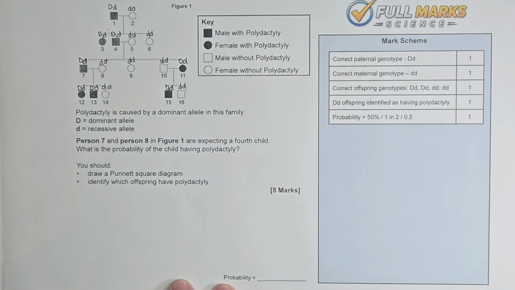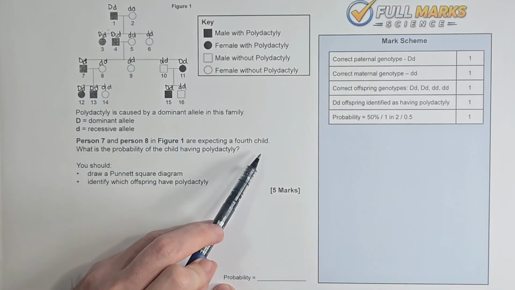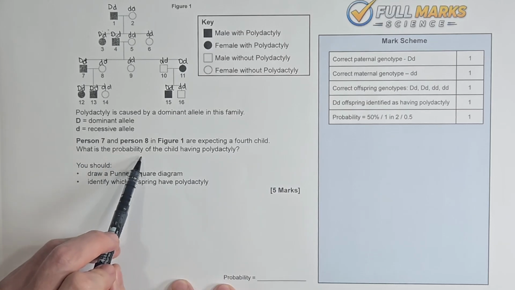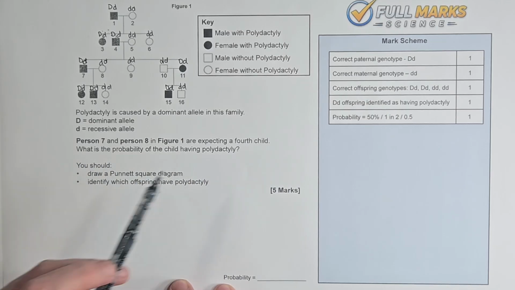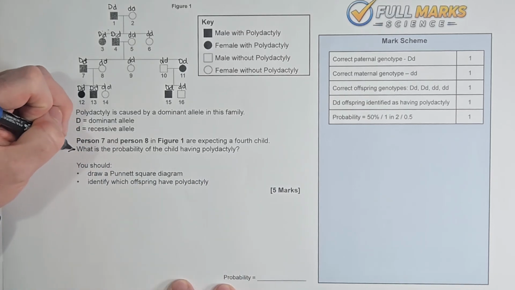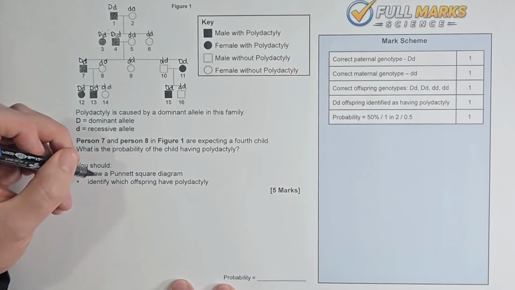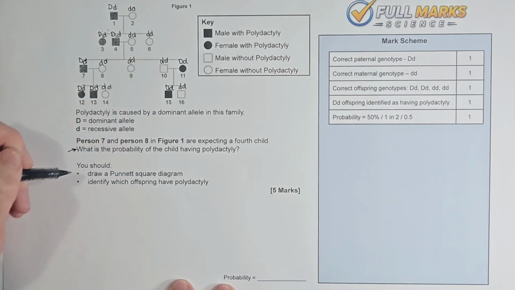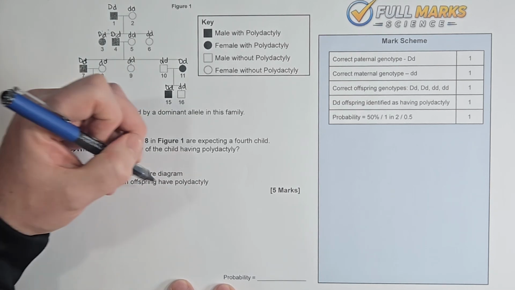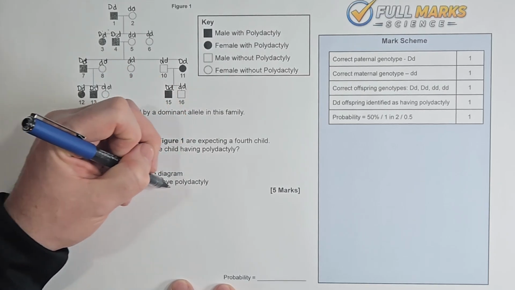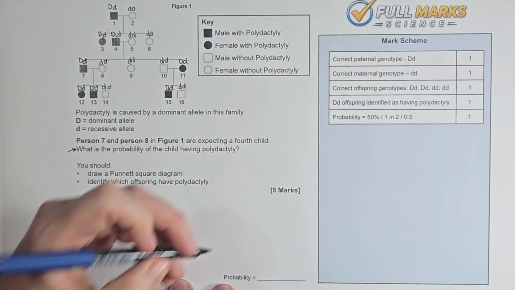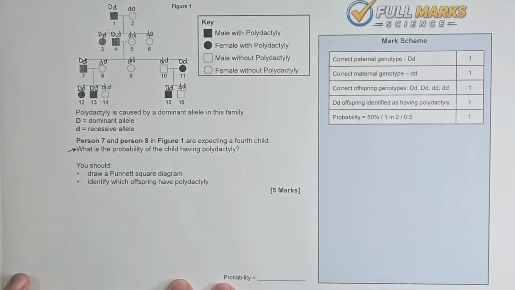So person 7 and person 8 in figure 1 are expecting a 4th child. What is the probability of the child having polydactyly? So that is something that we need to answer. And it's our shopping list for things that we need to do. Draw a Punnett square diagram. Identify which offspring have polydactyly, and this is for 5 marks. It seems like there's a lot of marks there for what we need to do.